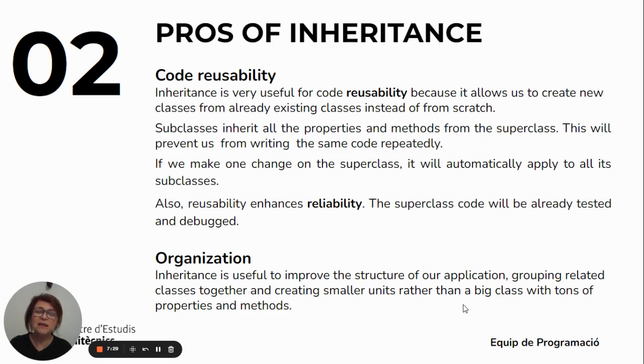Also, reusability enhances reliability. That means that the system will perform adequately, so the superclass code will already be tested and debugged. Organization. Inheritance is useful to improve the structure of our application, grouping related classes together and creating smaller units rather than a big class with tons of properties and methods.